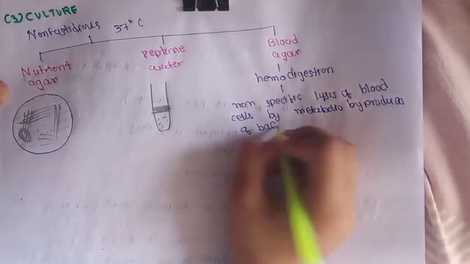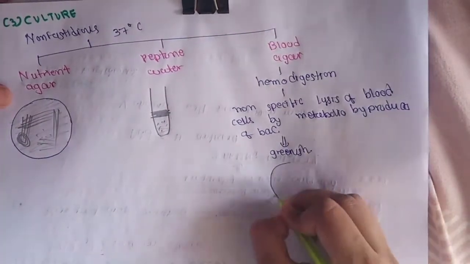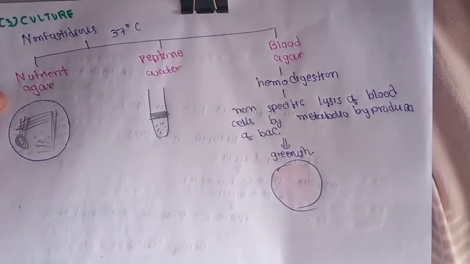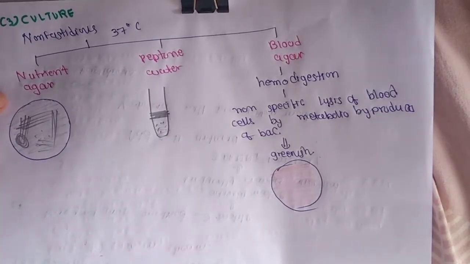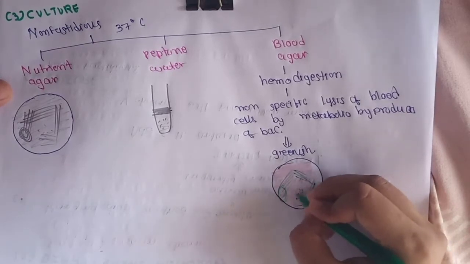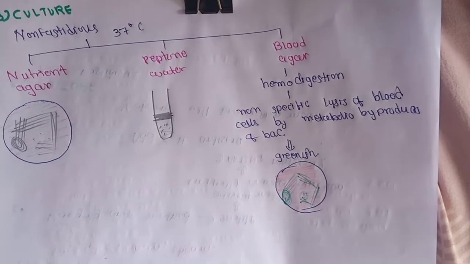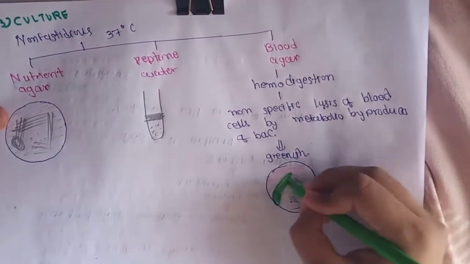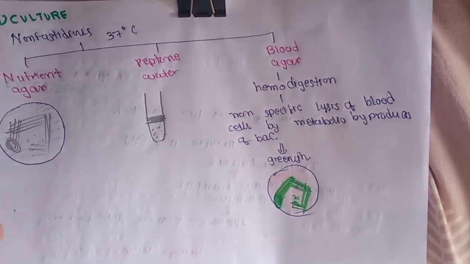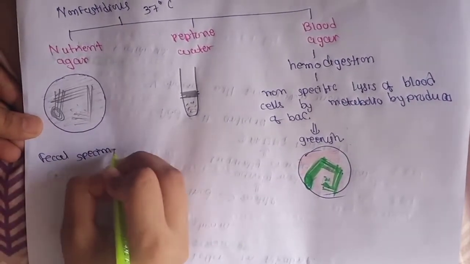Now imagine that this is the blood agar, and after incubating V. cholerae at 37 degrees Celsius, it will look like this greenish clearance. An important point to note is that classical biotype bacteria show no hemolysis, but the El Tor shows hemolysis.